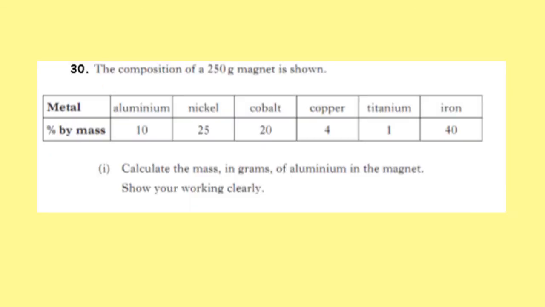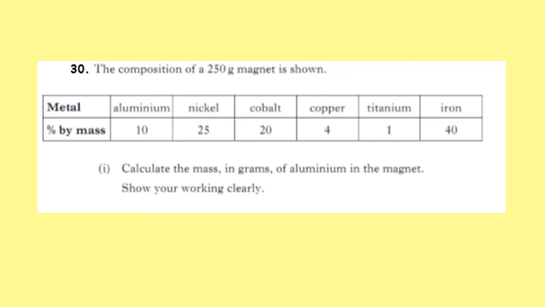And our final question is, you've been told the composition of a magnet, so a magnet weighs 250 grams. You've been given the percentage of different metals, and you've been asked from a percentage to calculate the mass. So what is the mass of aluminium in a magnet that has a mass of 250 grams?